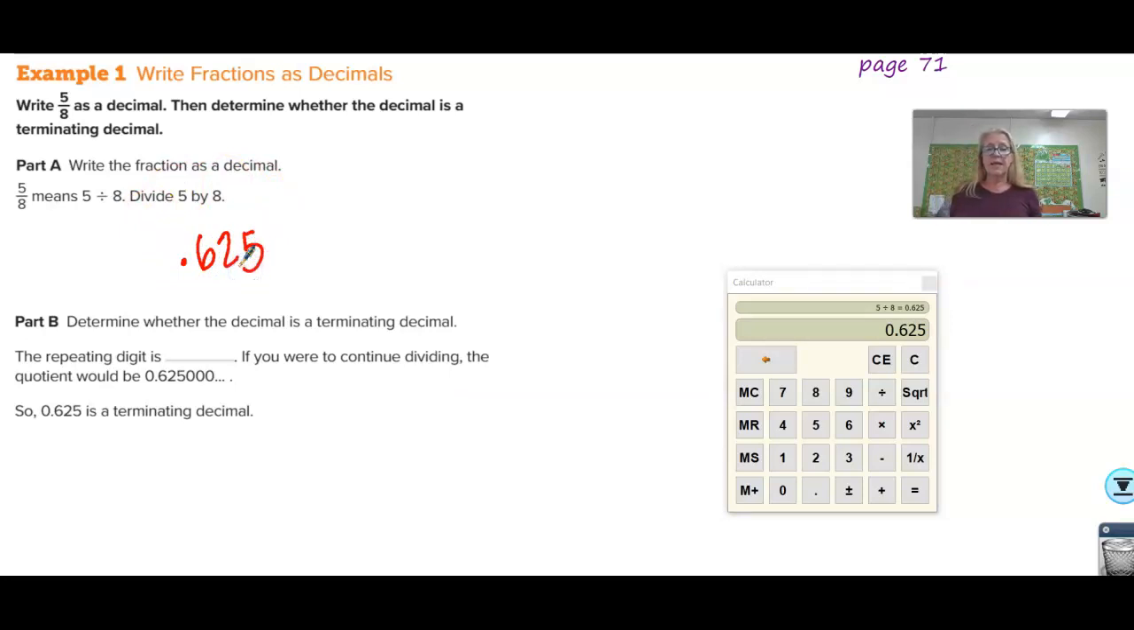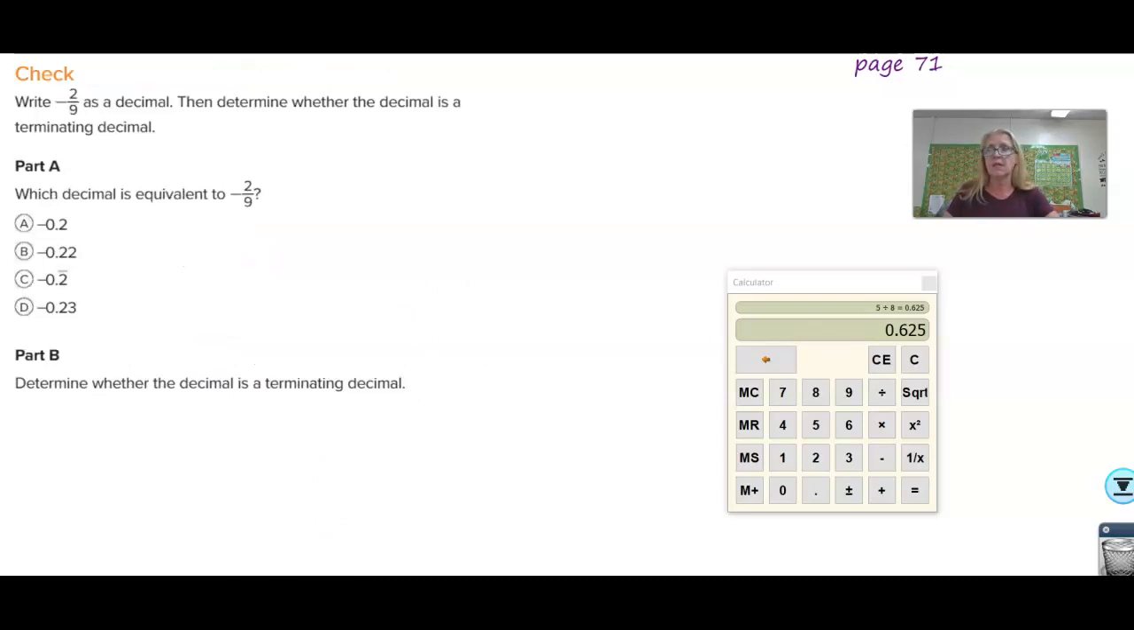Now they go down here and they say the repeating digit is, and they want you to write 0, because after that it would be 0, 0, 0, 0, 0. And that's why we call it a terminating decimal. Don't get confused by those repeating 0 things. I'm only going to give you fractions or mixed numbers and ask you to write them as decimals. That's all I will ask you to do in this lesson. And you can use a calculator.